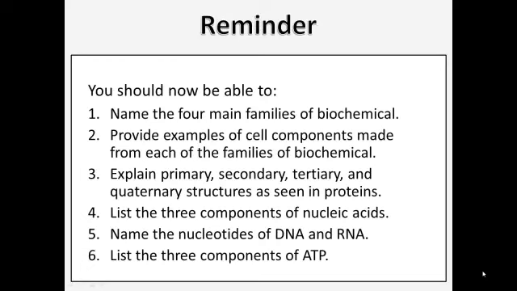So, now you should be able to, or after you've watched through these several times and read the textbook again, you should be able to name the 4 main families of biochemicals, provide examples of cell components made from each of the families of biochemicals, explain primary, secondary, tertiary, and quaternary structures as seen in proteins, list the 3 main components of nucleic acids, name the nucleotides of DNA and RNA, and list the 3 components of ATP.